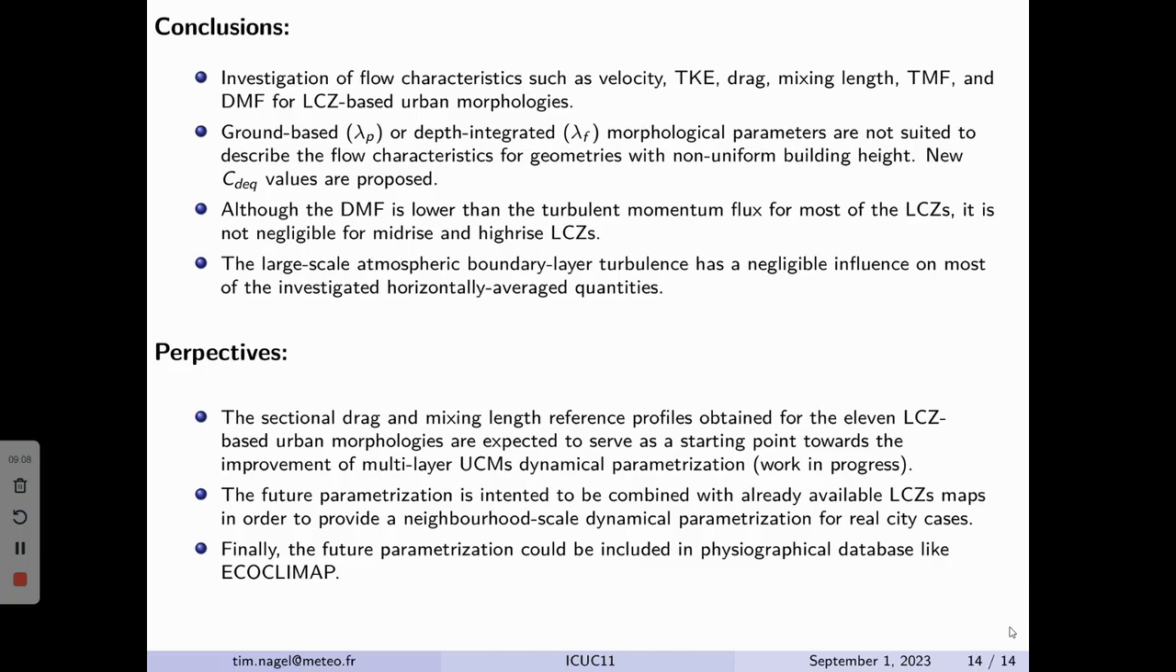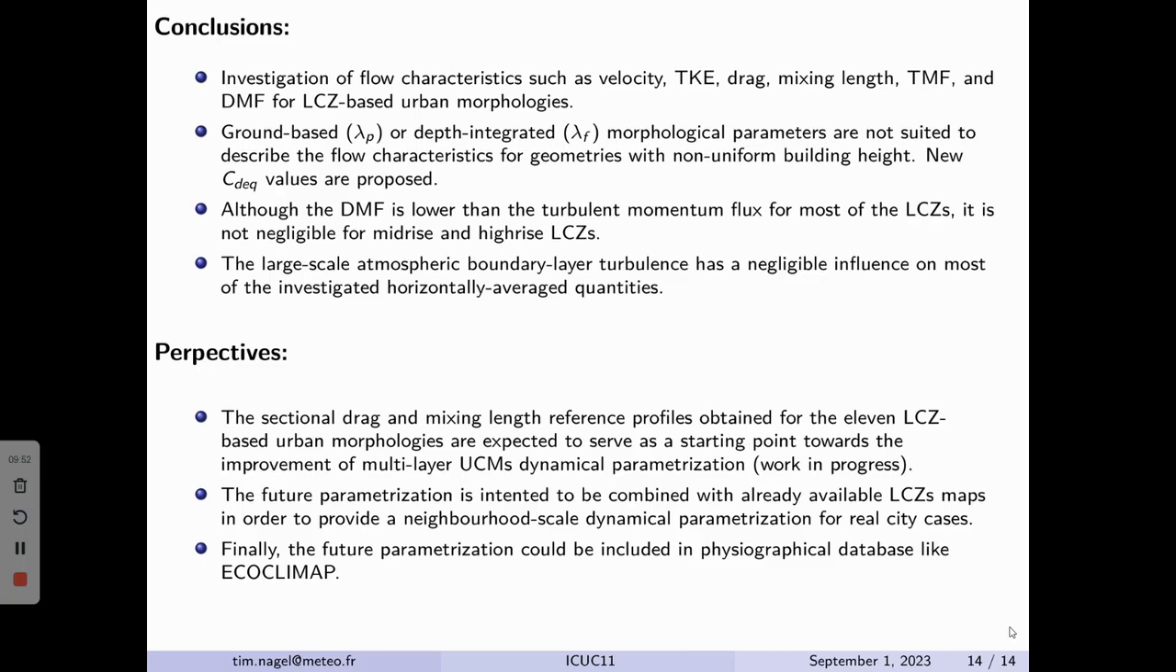So the main conclusions are that we investigated the flow characteristics like velocity, turbulence kinetic energy, drag, mixing length, and turbulent and dispersive momentum flux for different LCZ morphologies. We see that the ground-based plane area building density or depth-integrated parameters like the frontal area density are not suited to describe the flow characteristics for these geometries, where there's non-uniform building height and where the buildings are not staggered. And so we have proposed values of the equivalent drag coefficients by LCZ, but maybe they would be different if we changed the configuration a bit. That might be something to be investigated.